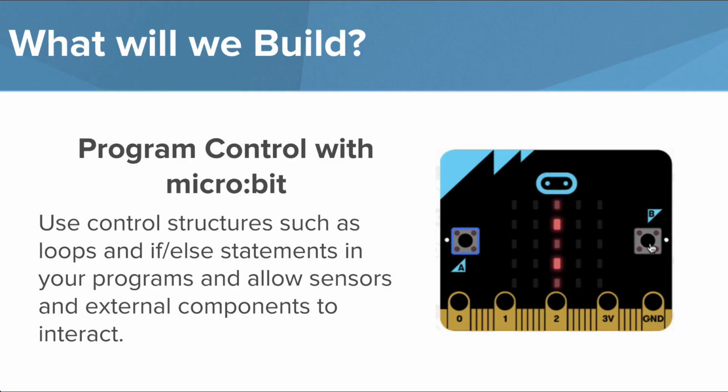In the program control module, we'll learn how to apply control structures, such as if-else statements and loops, to create programs that will react to the outside world. We'll build programs that use the built-in sensors that detect temperature, light, and acceleration, as well as external sensors, such as an ultrasonic rangefinder, which detects the distance from your device to nearby objects.